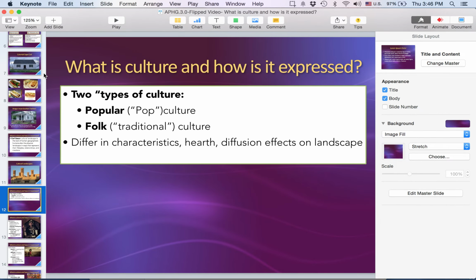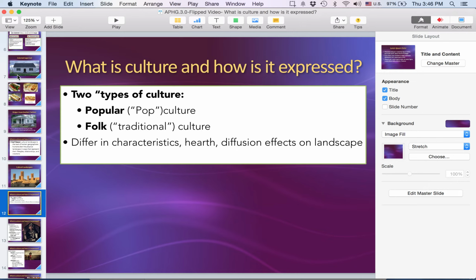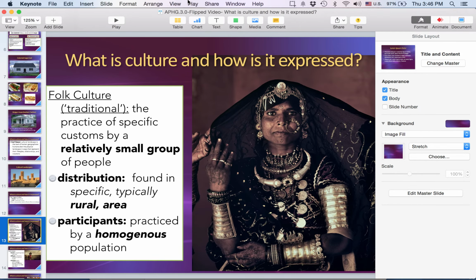Now, generally speaking, I just talked about the ways we express culture, the way we see culture. There are two types of culture that we'll be examining: pop culture and folk culture. Popular culture, of course, and folk culture, which you could generally consider to be similar to quote-unquote traditional culture. These two types of culture, you don't need to copy this line down, but they differ in characteristics, in the hearth, which is the node where they begin, their diffusion, and their effects on the landscape. So let's start off with folk culture.